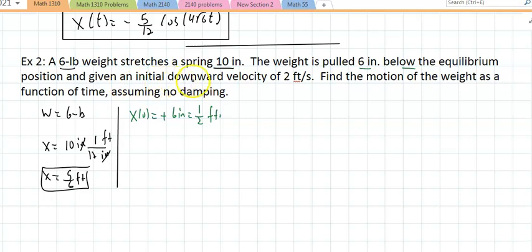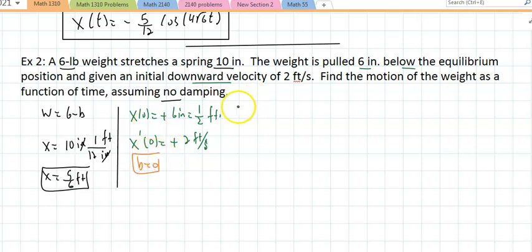And then given an initial downward velocity, where downward is positive and upward velocity is negative, of 2 feet per second. Find the motion of the weight. Assume there's no damping again, so we're assuming b equals 0.